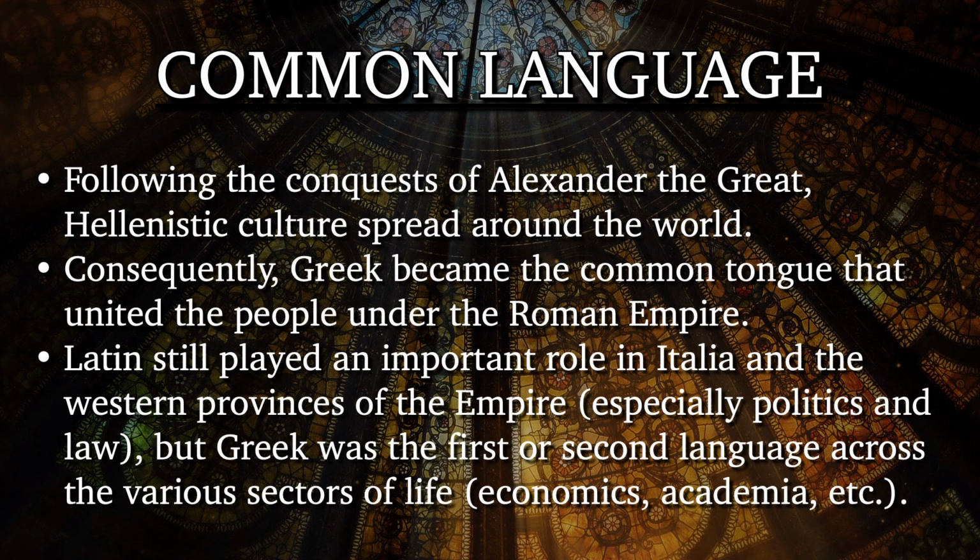Latin, of course, still obviously played a role in the western provinces of the empire. Obviously, it played a particular role in Rome. Even still, that was particularly the case for politics and law. But when it came to Greek more broadly, even for people in the west of the empire, Greek was their second language, and it was the language of commerce. The language of the merchants, the language of economics and trade, the language of academia was very much Greek, even in the Western Empire, and Latin was a political language. It was a legal language, but beyond that, even in the West, it was Greek.